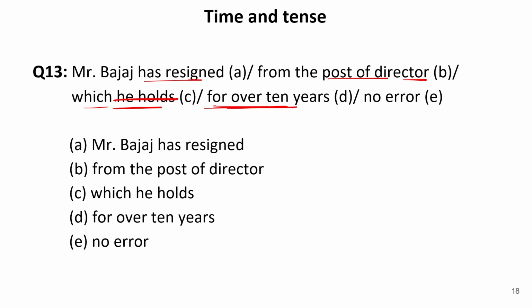Now, has resigned from the post of director which he had held, or we can also write which he was holding. So either of the two phrases can be correct. Mr. Bajaj has resigned from the post of director, which he had held for over 10 years, or which he was holding for over 10 years. Sorry, it is not "was", it is which he has been holding, or rather which he had been holding, because now this is the time of past, he has already resigned the post.